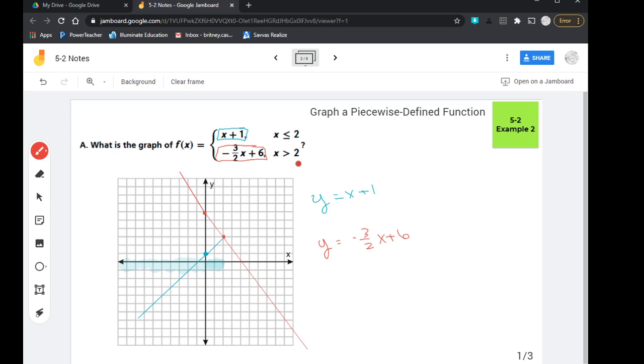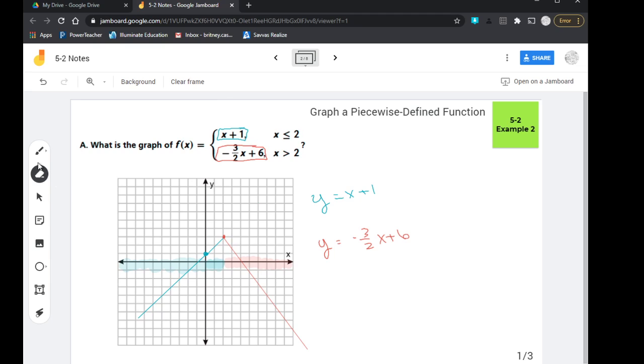Now for this red one, it says where x is greater than 2. So if I start at 2 and I go this way, this is where all of my domain is defined for the red one. So I don't need all this extra red stuff that's less than 2. So we're going to get rid of it here. And so now you have that nice little V shape going on.